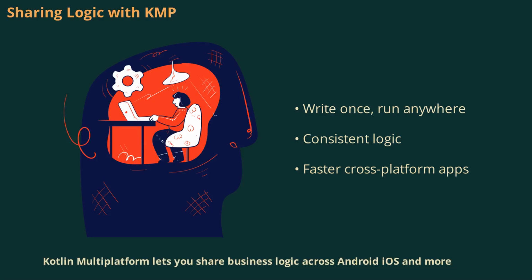Kotlin Multiplatform lets you share business logic across Android, iOS, and more. Coroutines make it possible to write shared async code that works everywhere. This reduces duplication, speeds up development, and ensures consistent behavior across platforms.